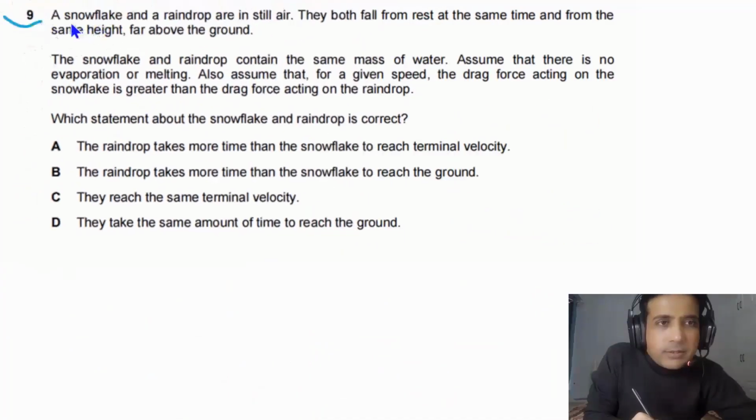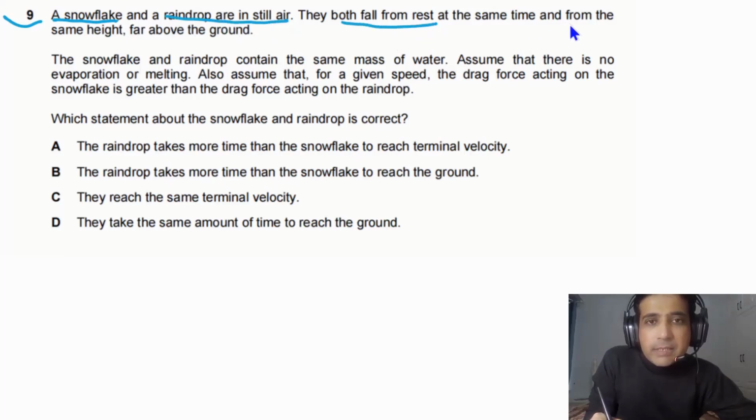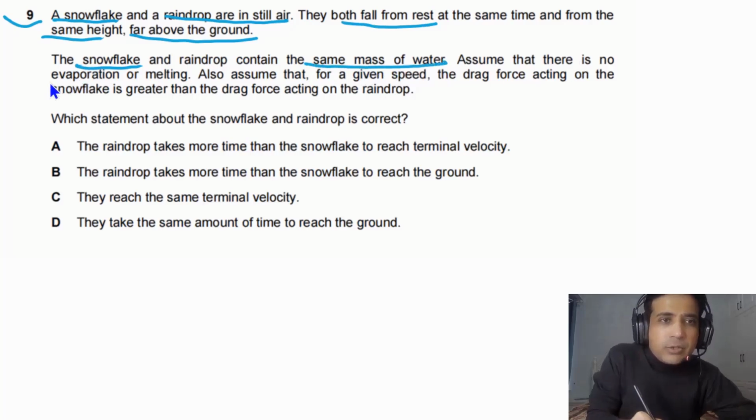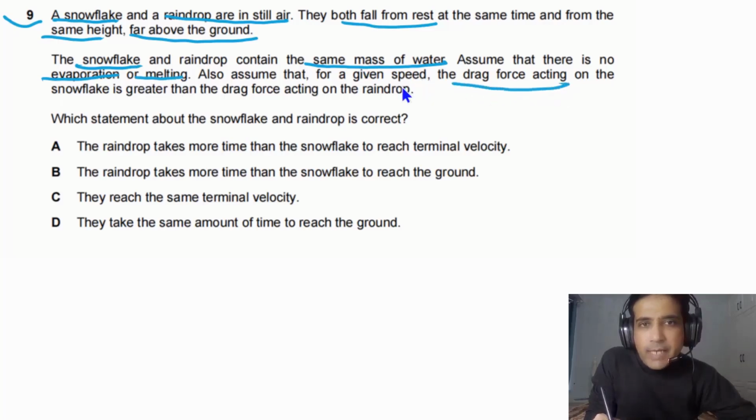For question number 9, it is given to us that a snowflake and a raindrop are in still air. They both fall from rest at the same time and from the same height far above the ground. The snowflake and raindrop contain the same mass of water. Assume that there is no evaporation or melting. Also assume that for a given speed, the drag force acting on the snowflake is greater than the drag force acting on the raindrop.